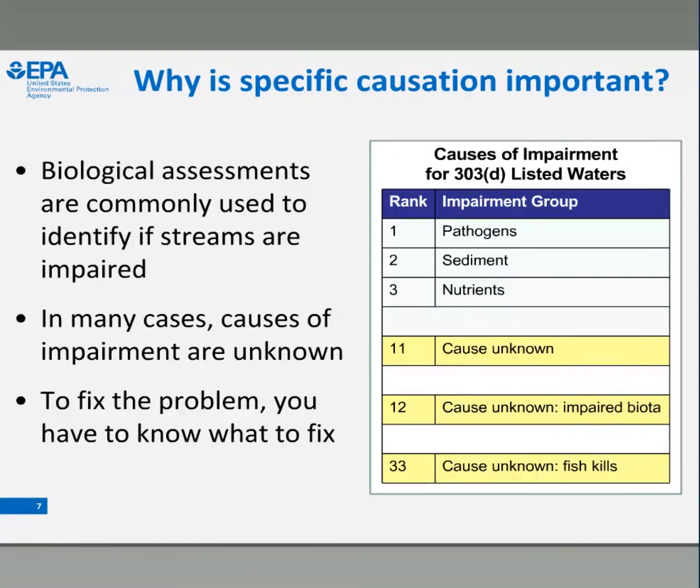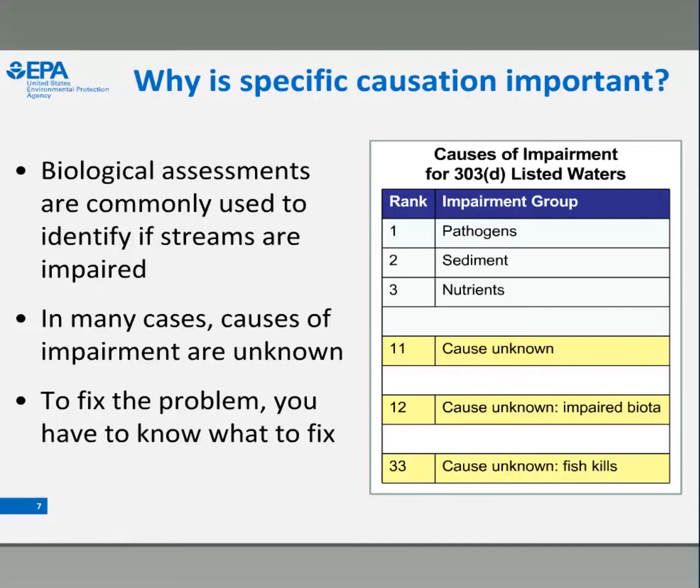So in CADDIS, our main focus is on specific causation, but why is this important? Biological monitoring and assessments are commonly used to identify if streams are impaired, and in many cases, the causes of observed biological impairments are unknown. So the table on the right here ranks the causes of impairment for the most recent data available on Clean Water Act 303D listed waters.